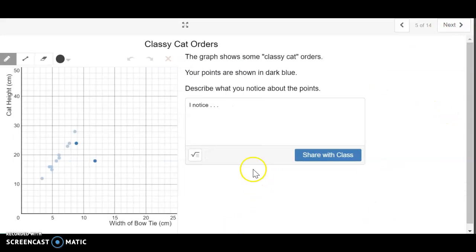Now we start getting into classy cat scatterplot. Based on your previous two answers, they're going to give you these two dark blue dots. So yours are going to look different than mine. It says your points are shown in dark blue, and just write in here what you notice about these points. If you had done it correctly, your points are going to end up being in a different place than mine. Write a noticing, share it with the class.